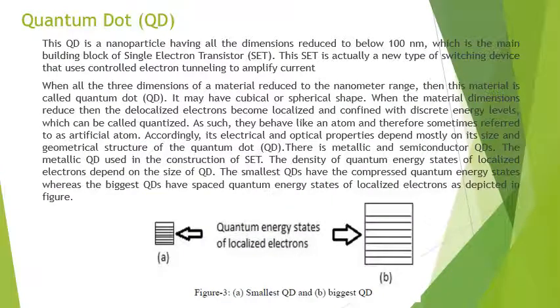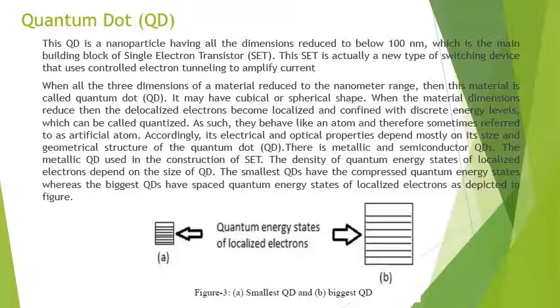Now, the quantum dot. To study the single electron transistor, we must have knowledge of the quantum dot, right? So what is a quantum dot? A quantum dot is a nanoparticle having all the dimensions reduced to below 100 nanometers, which is the main building block of the single electron transistor. And the single electron transistor is similar to our basic transistor, that is the field effect transistor. I think you have studied that in basic electronics subjects and power electronics, right? This single electron transistor is actually a new type of switching device that uses controlled electron tunneling to amplify current. So what is a transistor? It is basically a switching device, and it is used to amplify the current. Right? Similarly here the single electron transistor is used for quantizing the electrons and to amplify the current, right?